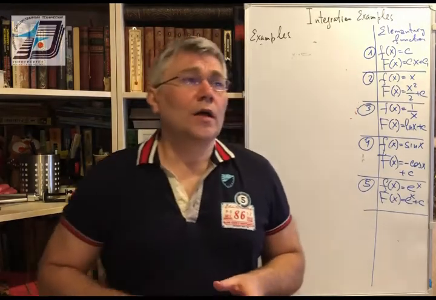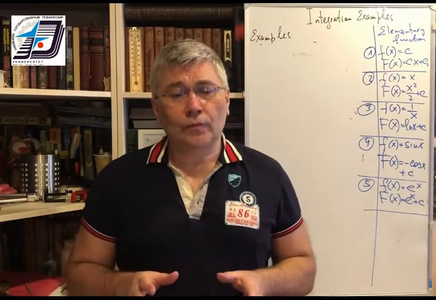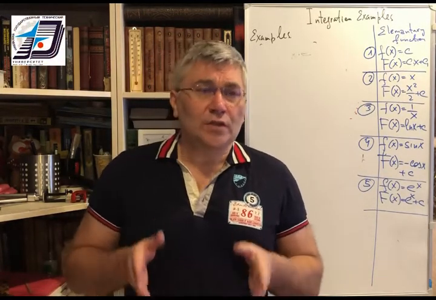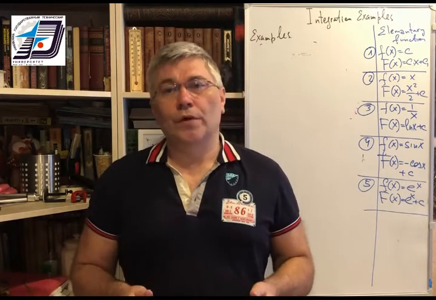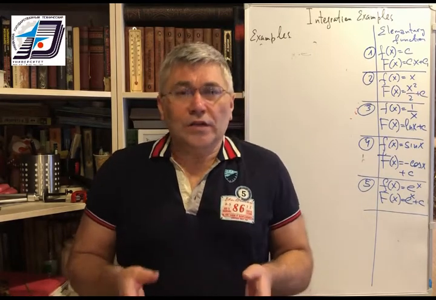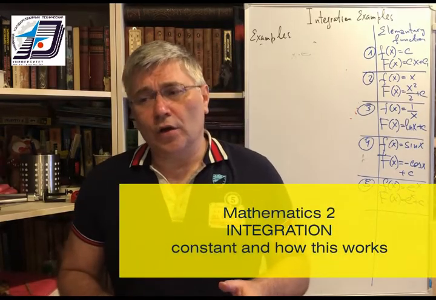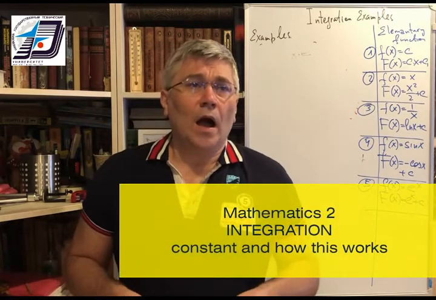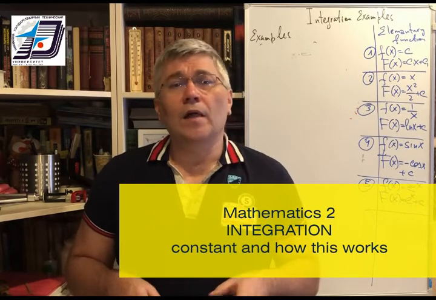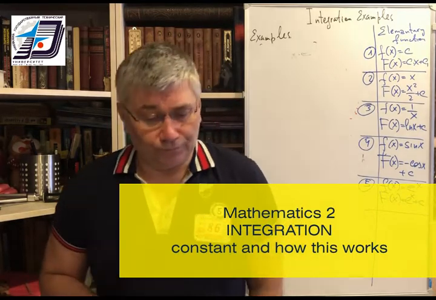I want to answer a question. Why should we add this constant to the antiderivative? What is the very important thing? And to explain this importance, I'll make an example.